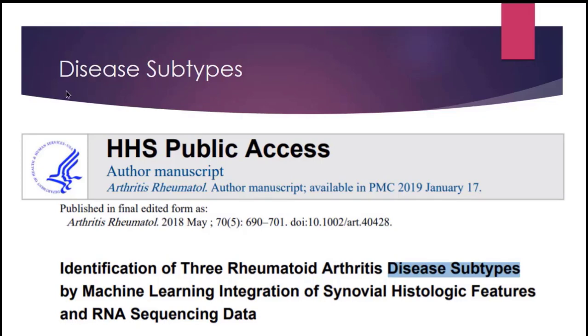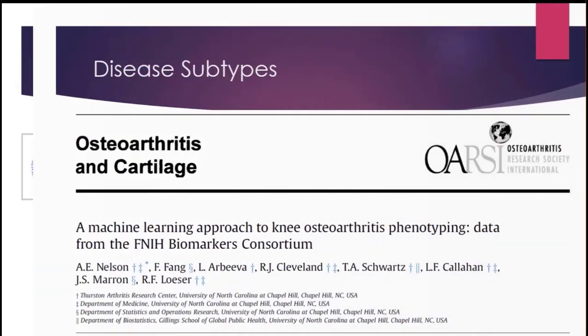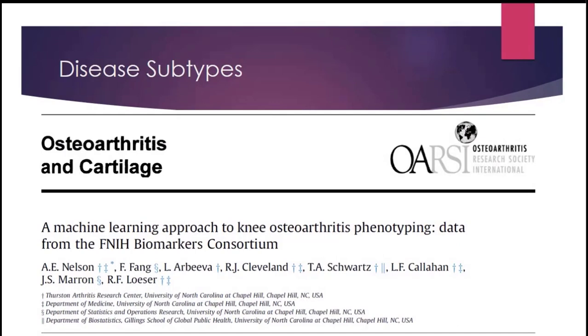Each disease may have a number of subtypes. With the help of machine learning, subgroups of a disease can be identified. For example, in one study, 3 subgroups of rheumatoid arthritis were identified using synovial tissue characteristics and RNA sequencing. Another study identified osteoarthritis phenotypes using machine learning and biomarkers.